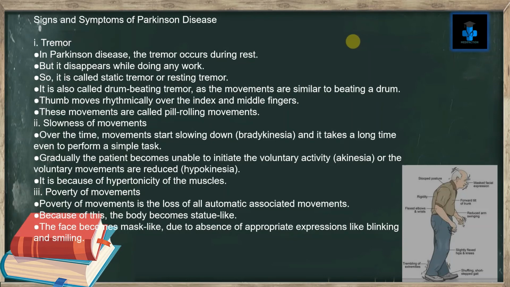Poverty of movements. Poverty of movements is the loss of all automatic associated movements. Because of this, the body becomes statue-like. The face becomes mask-like due to absence of appropriate expressions like blinking and smiling.